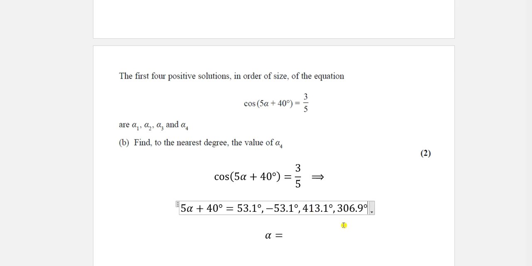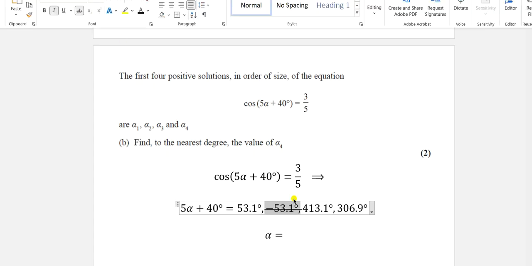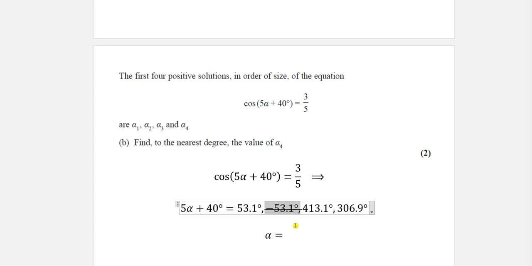Now, we've got 4 solutions here, but they're not all positive. In fact, we've got this plus 40 here, so depending on how large this solution had ended up being, even that one might not have corresponded to a positive value for alpha. In this case, it should, because 53 take 40 is still going to be 13. 13 and a bit divided by 5 is still going to be positive. But this one is not going to help as much. That one is going to give us a negative value even after we subtract 40 and divide by 5. So we're going to need to go a little bit further.